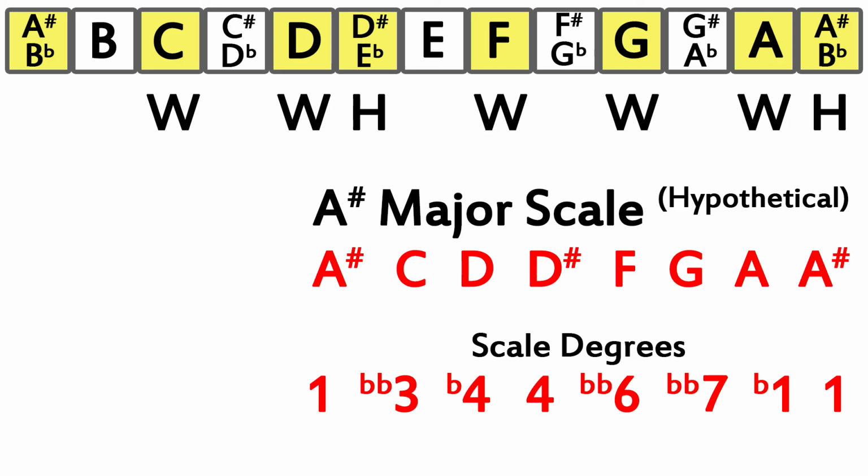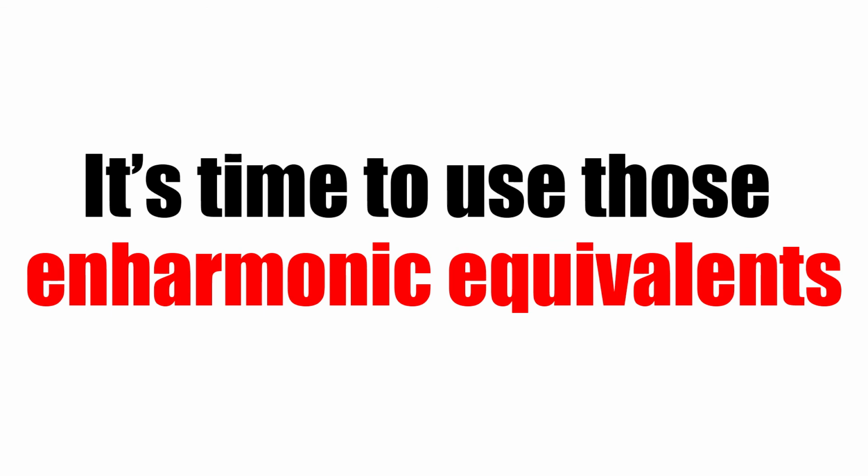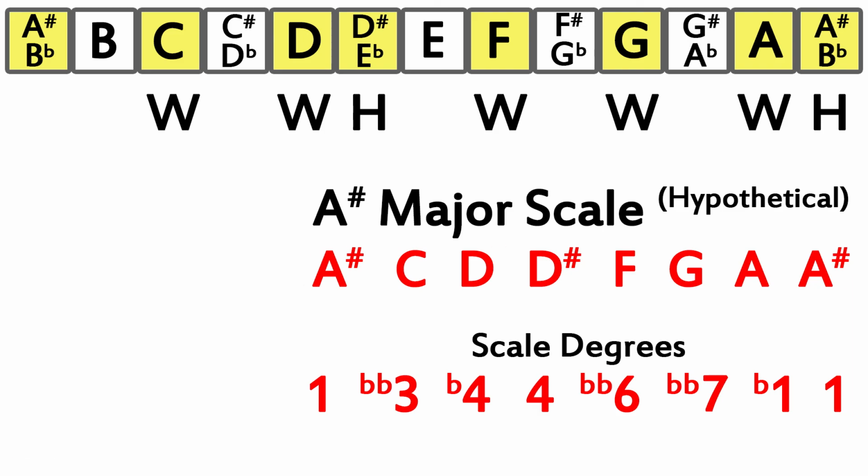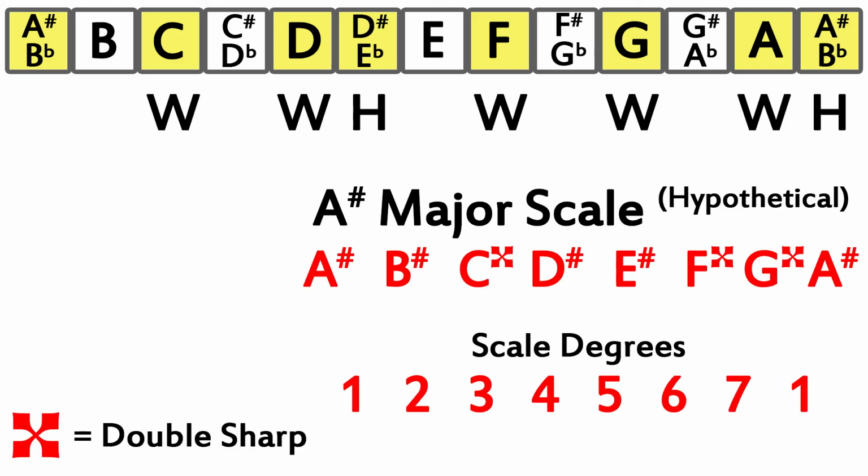Keep in mind that for A sharp major, in addition to the A sharp, we need to have some type of B, some type of C, a D, an E, an F, and a G. And each has to correspond to the scale degrees 1, 2, 3, 4, 5, 6, and 7. This most certainly is not what we're looking at here. In order to make it work, we have to use the notes A sharp, B sharp, C double sharp, D sharp, E sharp, F double sharp, and G double sharp.